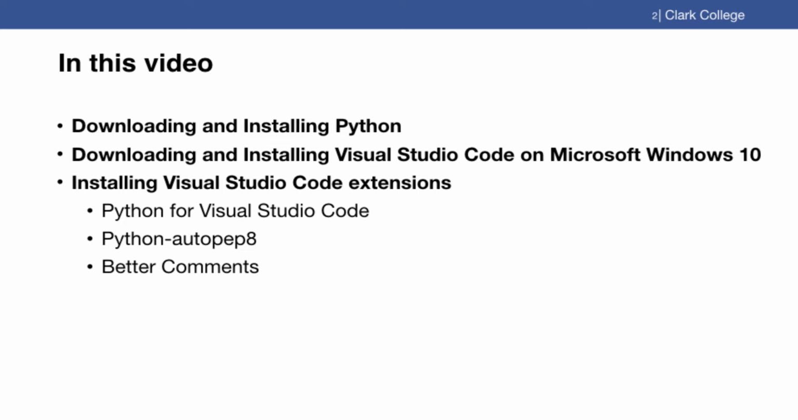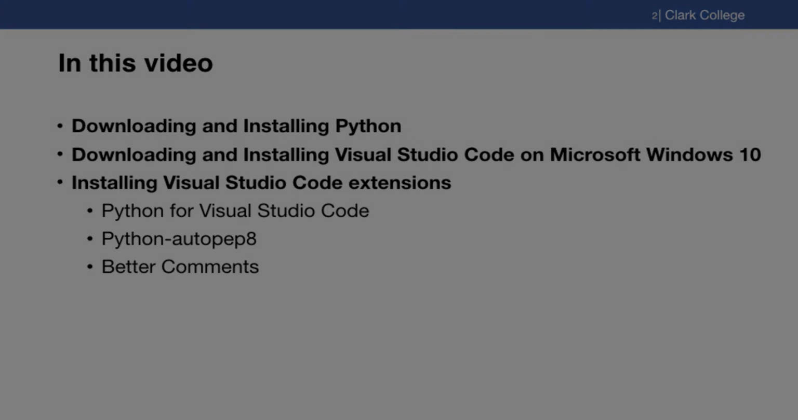Now, the first thing we're going to do is download and install Python. We're going to be installing Python 3.7.3. We're then going to download and install Visual Studio Code. And then once we have those two components installed, we're going to install three extensions for Visual Studio Code that are going to make your life as a Python programmer a lot easier.